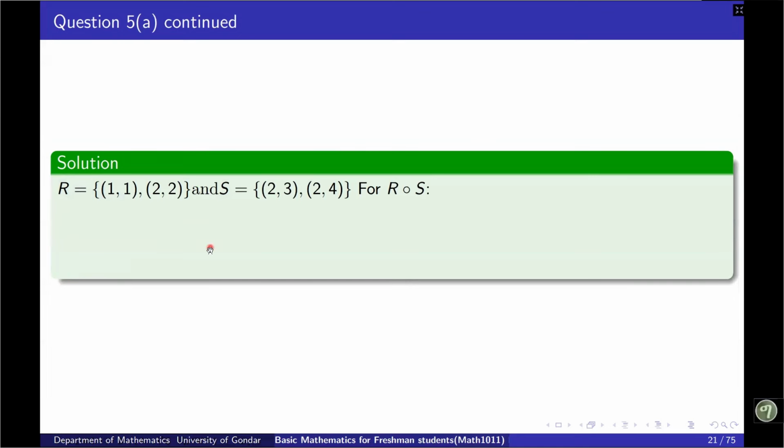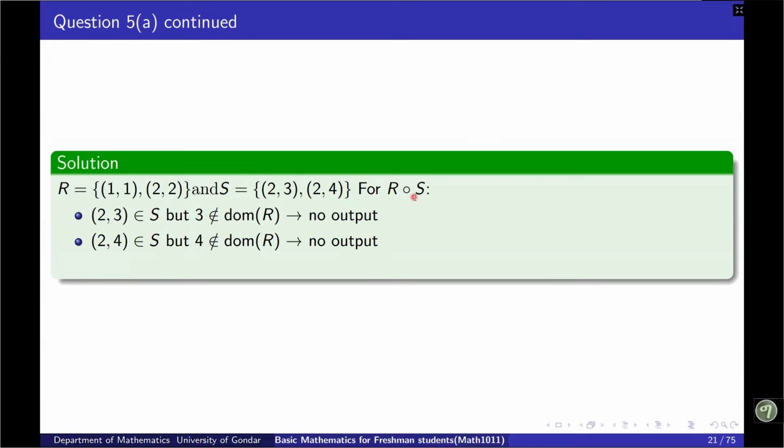The next one, the same type of question, but there might be different elements. We have (2, 3) as an element of S, but 3 is not within the domain of R here, so 2 cannot have an image under R composite of S. Similarly, (2, 4) is an element of S here, and 4 is not an element of the domain of R, there is no 4 within the domain, so 2 cannot have any image under R composite of S. Therefore, R composite of S is the empty set.